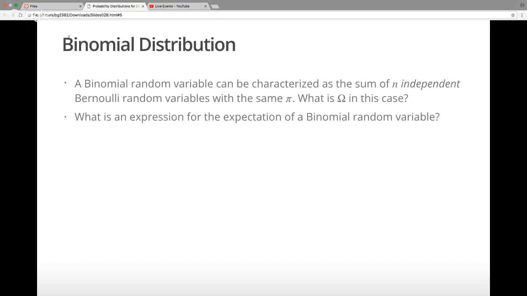So what would be the expression for the expectation of a binomial random variable? Correct. So we learned last time the expectation of a sum is equal to the sum of the expectations. And what did we say was the expectation of a Bernoulli? So pi plus pi plus pi, n times, would be just n times pi. Everybody understand how we did that? Okay. What would be an expression for the variance of a binomial random variable?